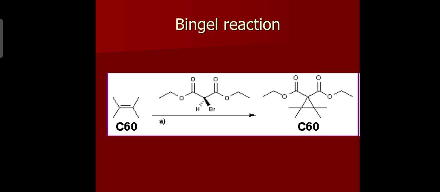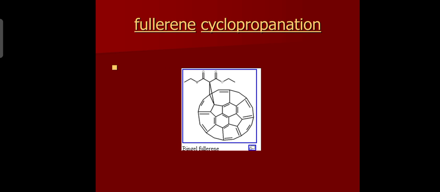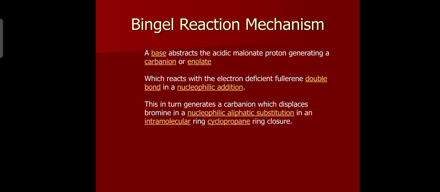This is the Bingel reaction. You can see the DBU molecule is attacking, and then we get a cyclopropane ring there. This is the compound after the Bingel reaction, fullerene cyclopropanation. The mechanism will be in the next slide.